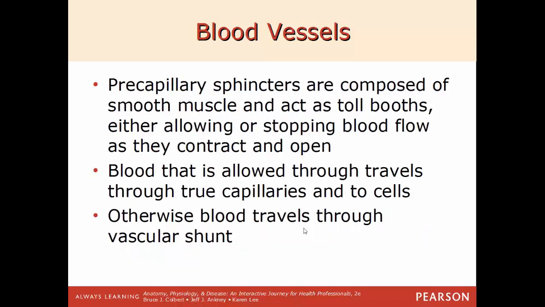And just before you get to the capillaries, you'll find precapillary sphincters that are composed of smooth muscle. You can think of these as like a toll booth, either allowing or stopping blood from going through to the vessel as they open or as they constrict. Blood that is allowed through will travel through the true capillaries and into the cells. Otherwise, the blood is redirected toward the vascular shunt.